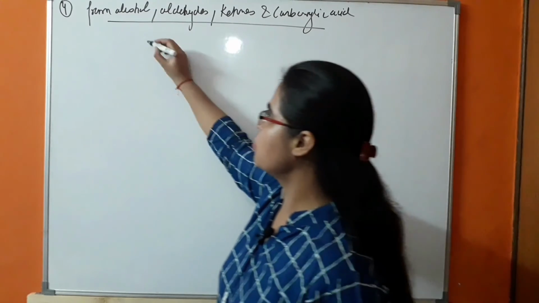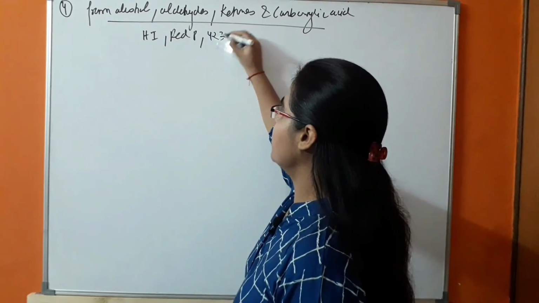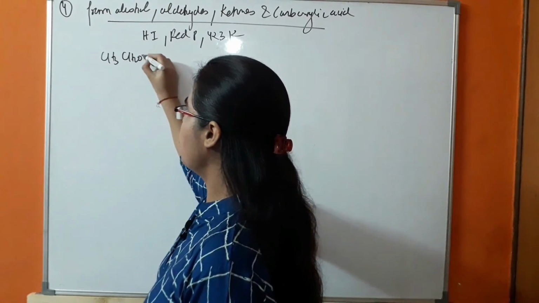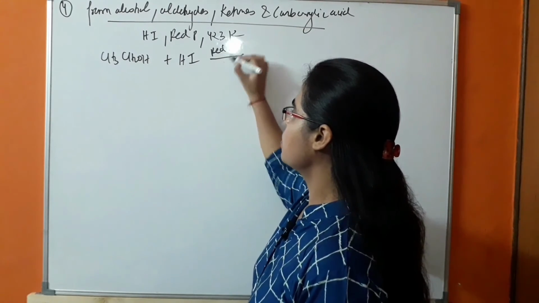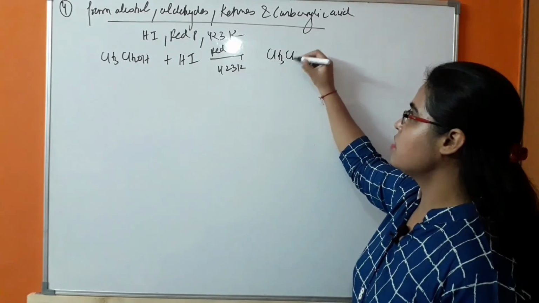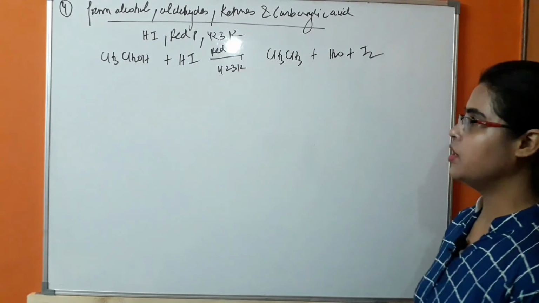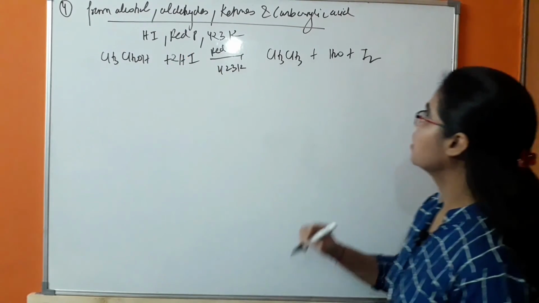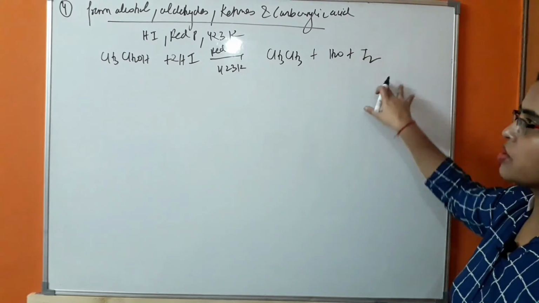In this, the reagent which is used is HI, in the presence of red phosphorus, temperature is 423 Kelvin. Okay? So what will happen? CH3CH2OH, in the presence of HI, red phosphorus, 423 Kelvin, will reduce to form CH3CH3, that is ethane, and there will be removal of H2O and I2. So what will be the balancing of the reaction? In this, 2HI will be taken. So there will be formation of an iodine molecule. Okay? And the rest of the reaction is balanced.